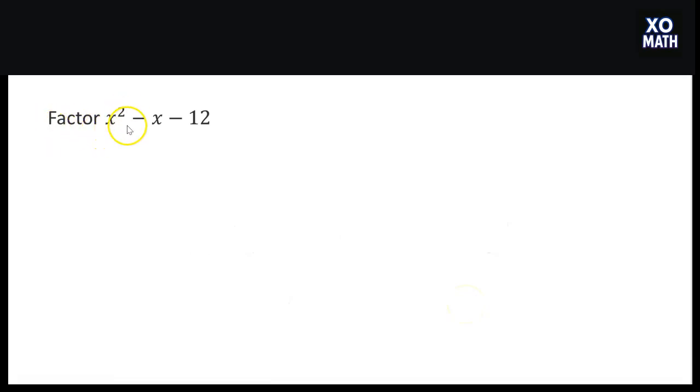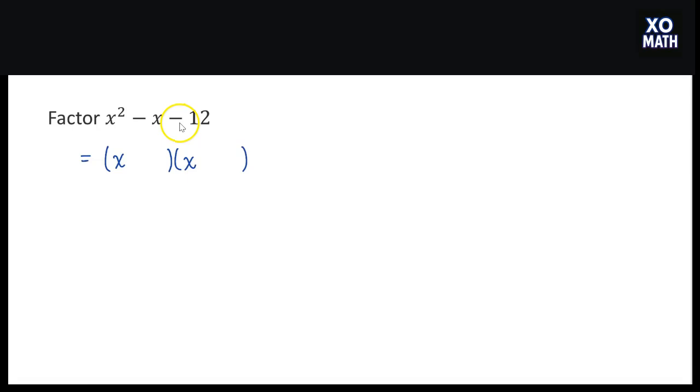Here we want to factor x squared minus x minus 12 using this guess and check method. It's going to work quite nicely because the leading coefficient is 1, the number in front of x squared. So our factors are both going to start with a 1x because x times x gets us x squared. So now here's where the guess part comes in.